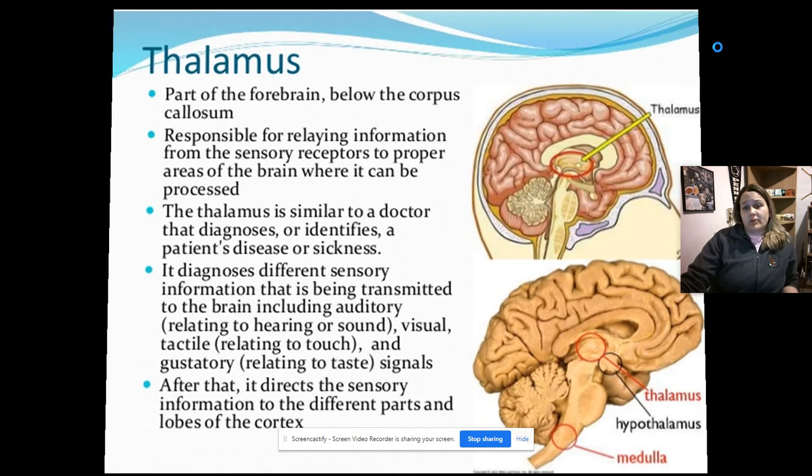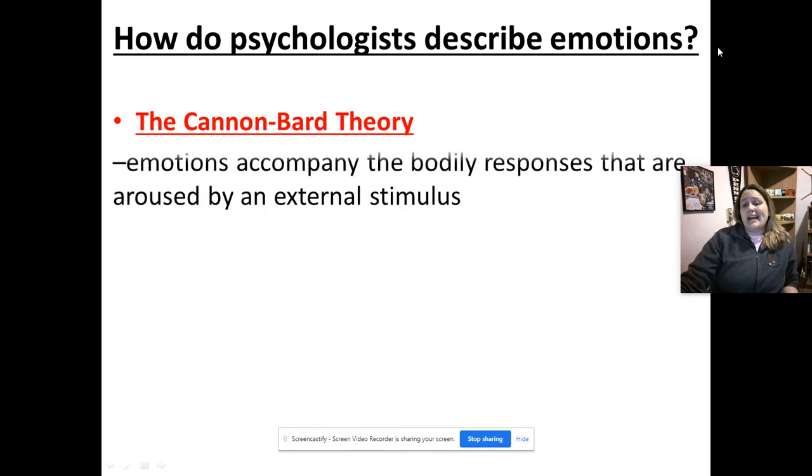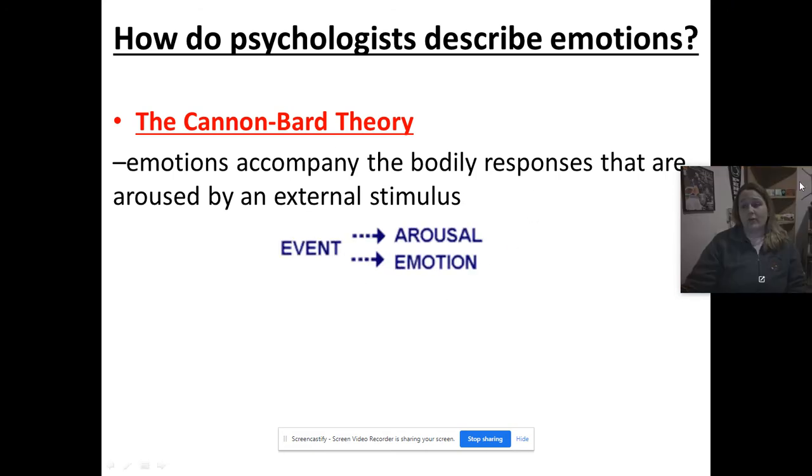Now, if we move ahead with some really good examples of the Cannon-Bard theory, here's the example that we suggest from Myers, chapter 12. Emotions accompany the bodily responses that are aroused by external stimulus. So again, just like in the case of Jack the Ripper being outside of your bedroom window, in the Cannon-Bard theory, you go over to the window, you see Jack the Ripper, your body's going to have an experience, and at the same time, your mind is going to interpret that emotion, not one after the other, but happening at the exact same time.